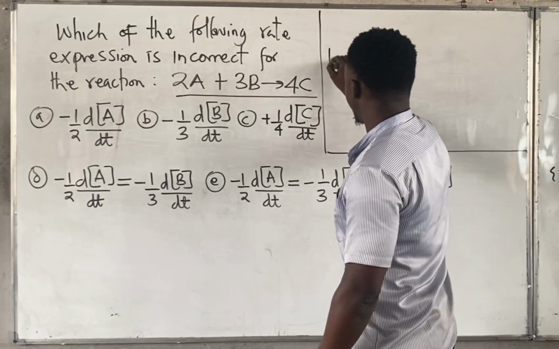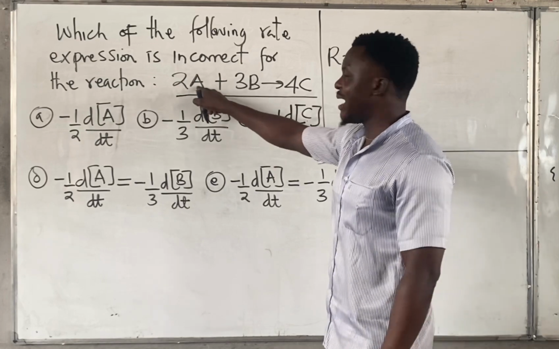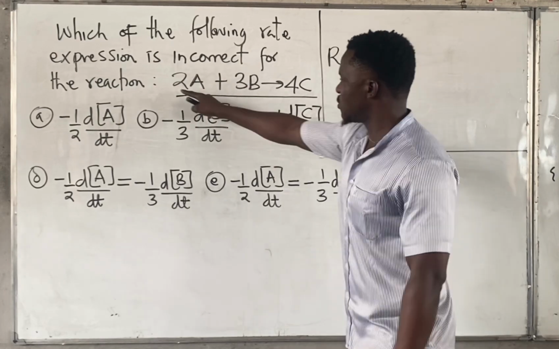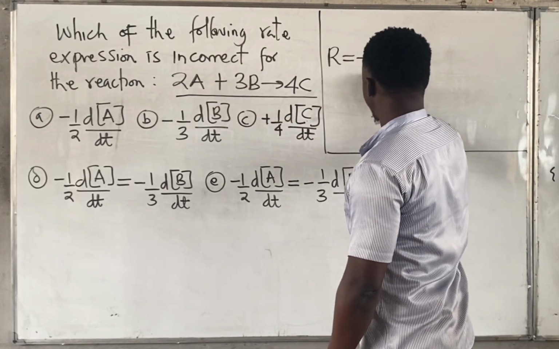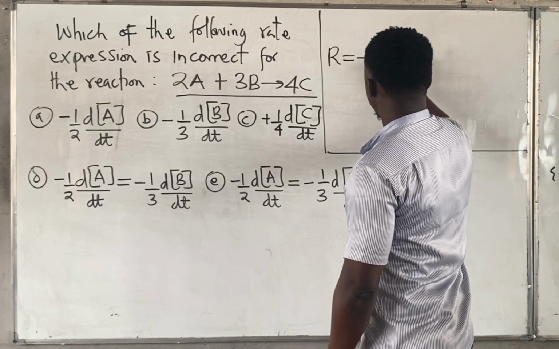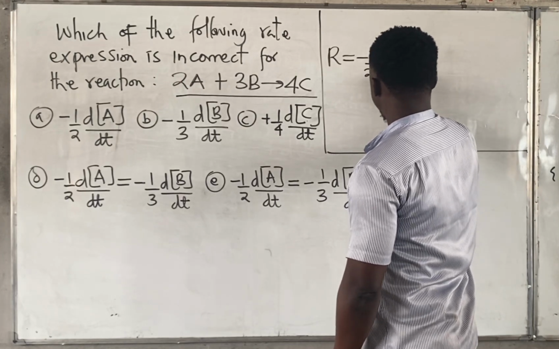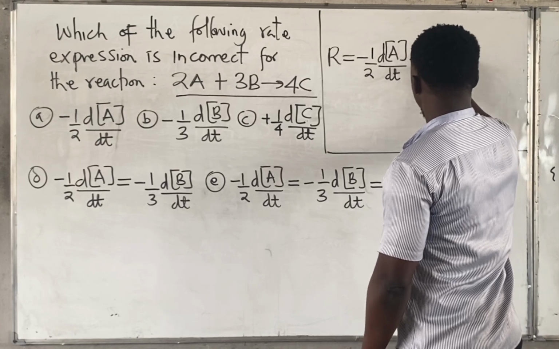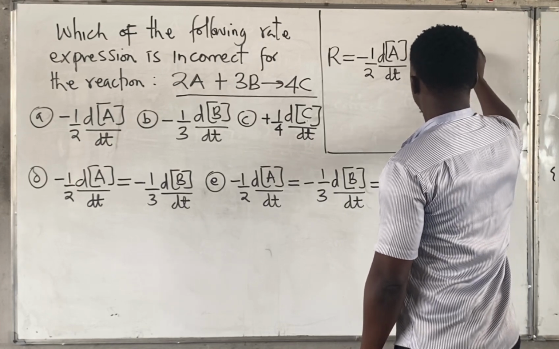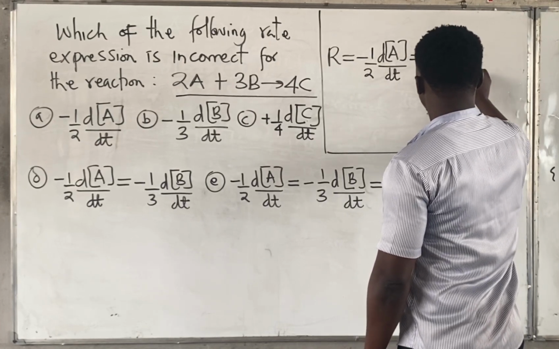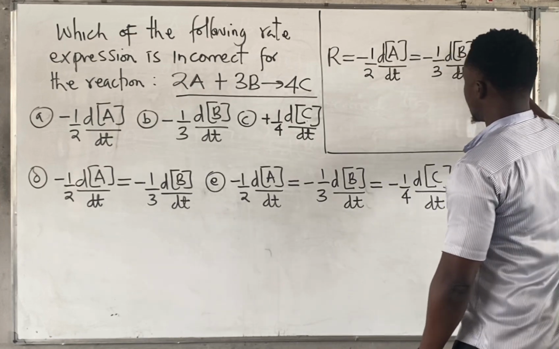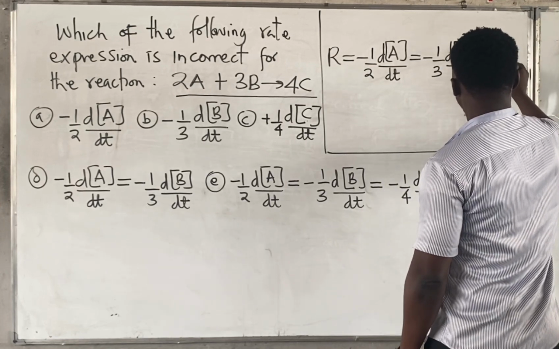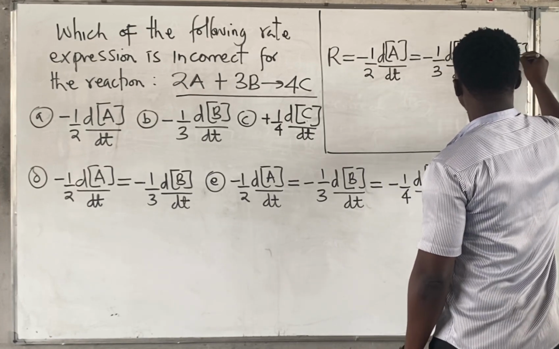The rate of the reaction will be R equals, A is on the reactant side, so you put a minus. This is 2 here, this is 1 over 2, change in A all over the T. Now B is also on the reactant side, minus 1 over 3 change in B. Now this one is on the product side, so we say plus 1 over 4 change in C.